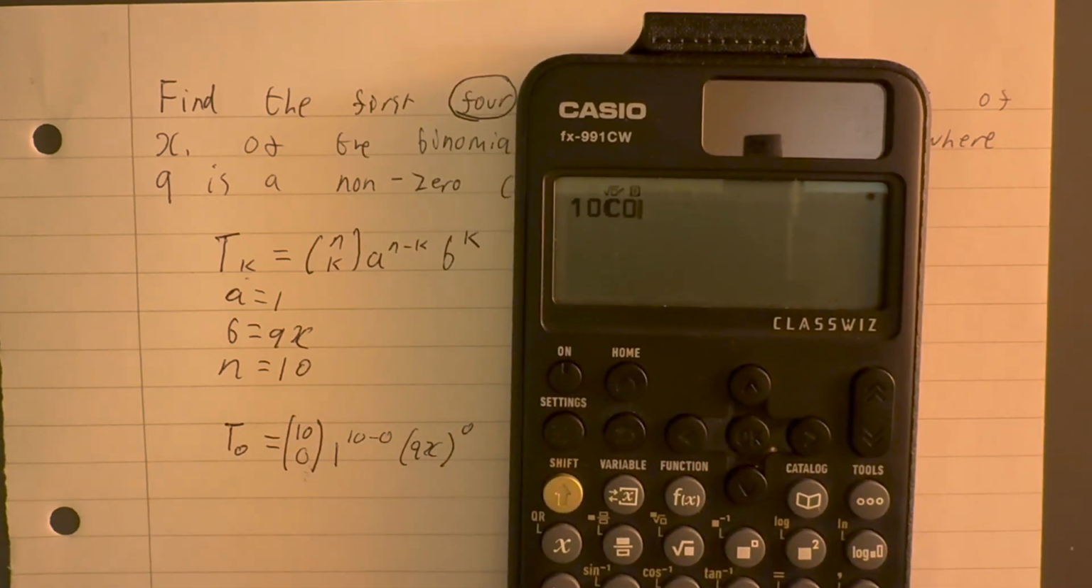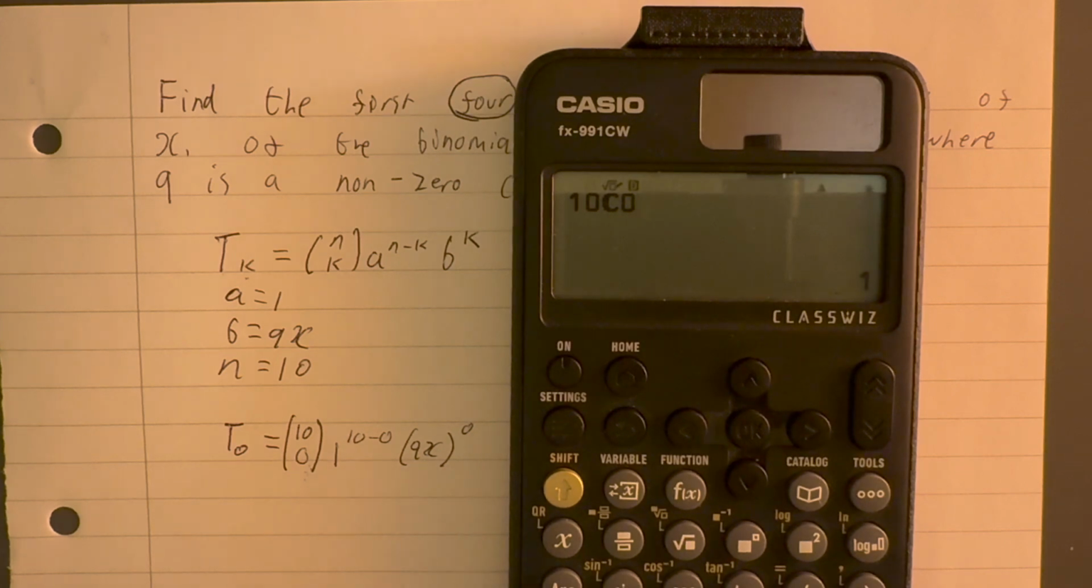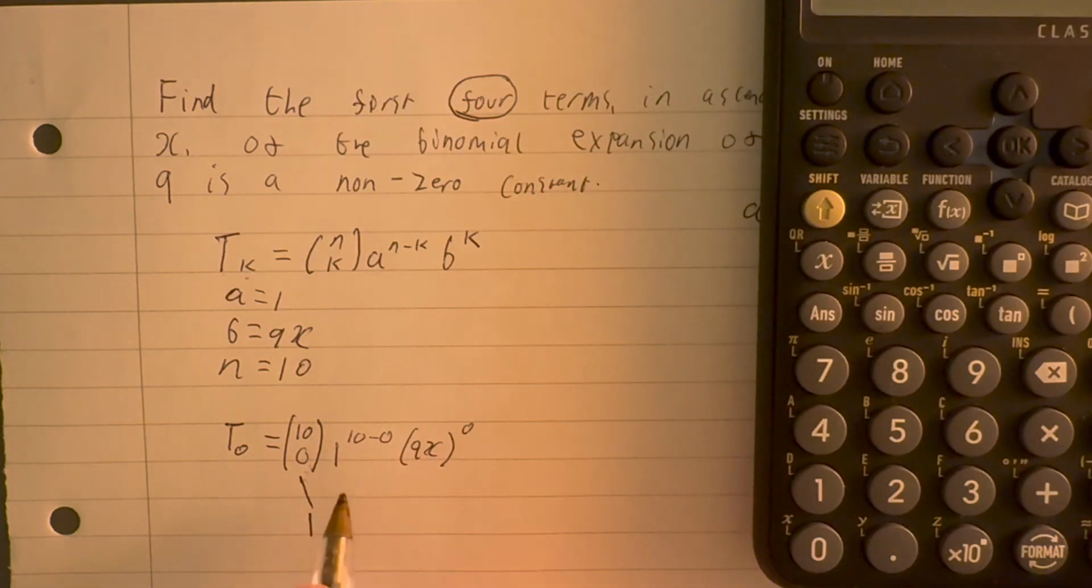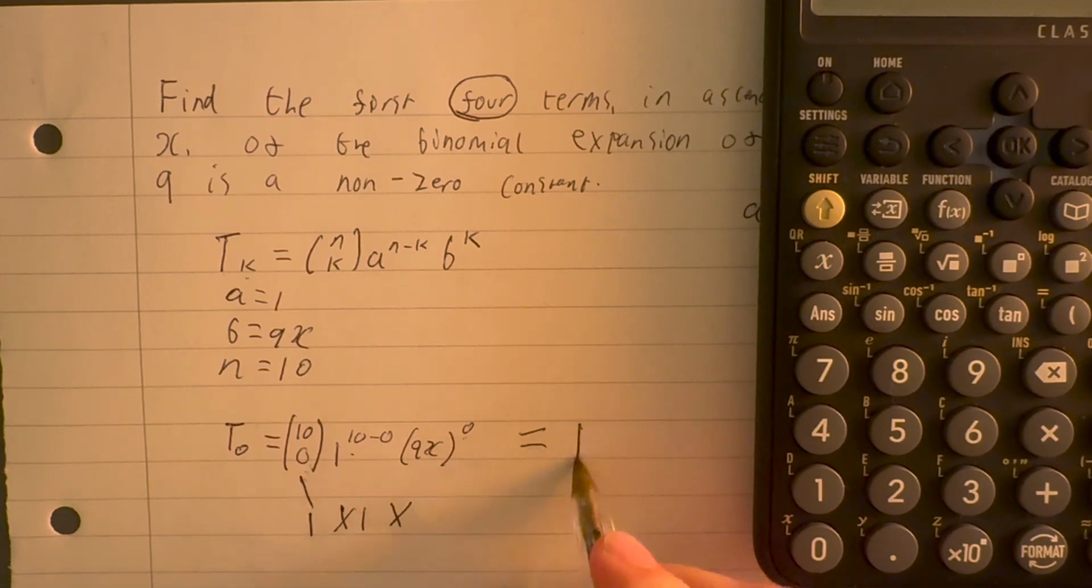Now I know that this is going to come out to be 1, but if you want to use the calculator that's totally okay. So we've got 1, and then times 1 to the power of 10, which is just 1. And then anything to the power of 0 is also 1, so it's times 1. Hence this term equals 1. So we already have our first term, we're already getting somewhere.